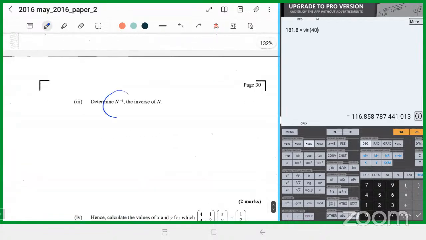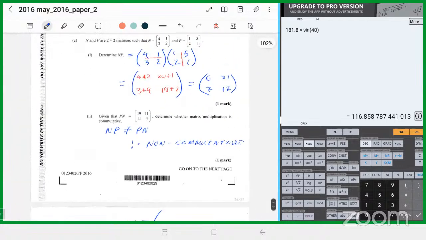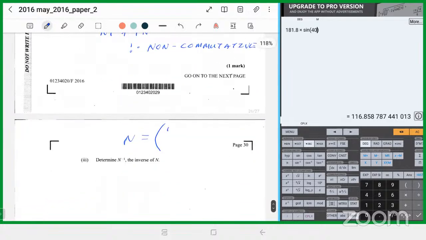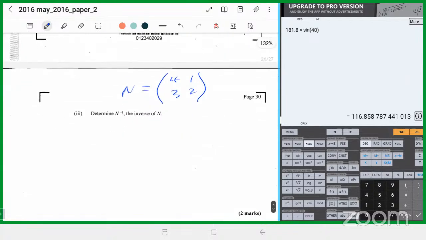Next question, determine n to the minus 1. What is n again? Let's write out what n is so I can do the inverse. N is 4132. All right, so remember now, n to the minus 1 is 1 over the determinant of n times the adjoint of n. 1 over the determinant is this product, which is 4 times 2 is 8, minus this product, which is 3 times 1 is 3.